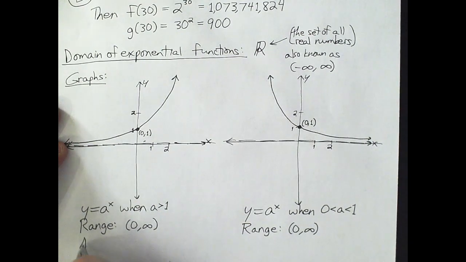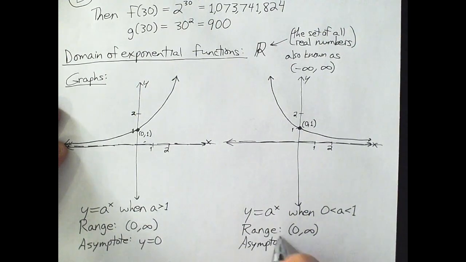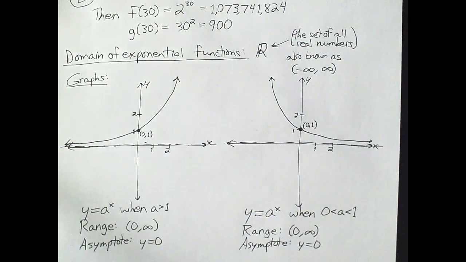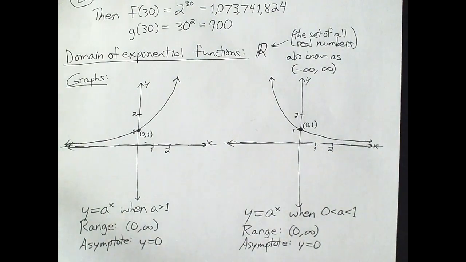And let's just explicitly write out there is an asymptote at y equals 0 in both cases. So even though the graphs look different, they both have the same domain, they both have the same range, they both have the same asymptote, they both have the same y-intercept. And they have a very similar formula, a to the x. It's just that a to the x either falls into being greater than 1 or less than 1.